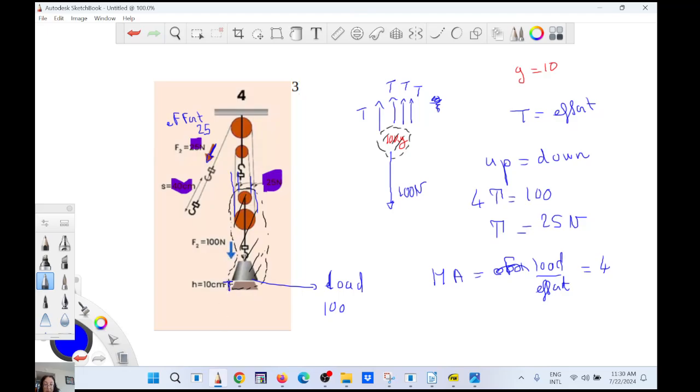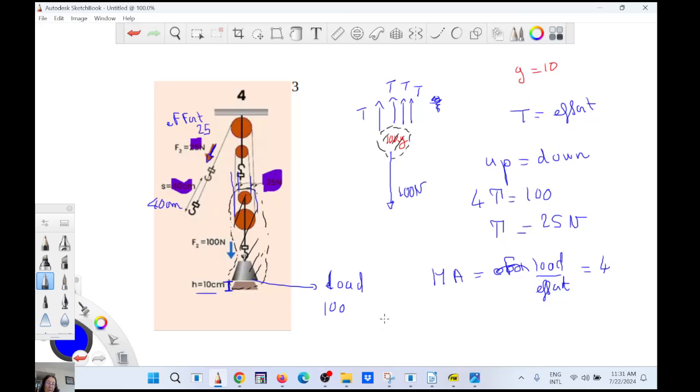But there is a price to pay. If the effort here moves by a distance of 10 centimeters, that will be the work done against gravity. So the price to pay is that you have to pull over 40 centimeters because it makes you 4 times stronger. Okay, it makes sense. You can use conservation of energy.